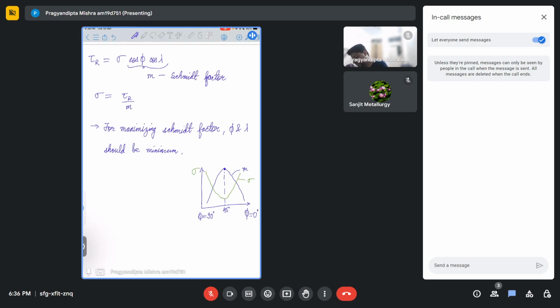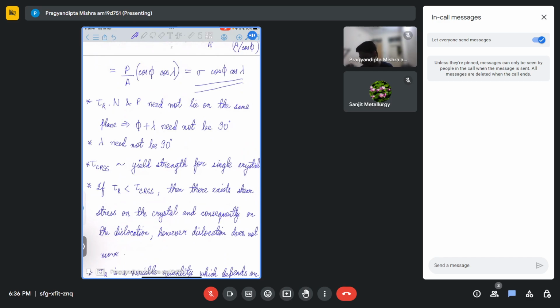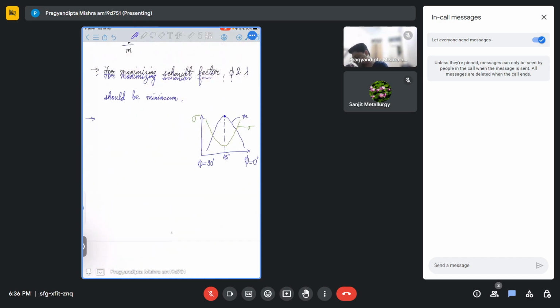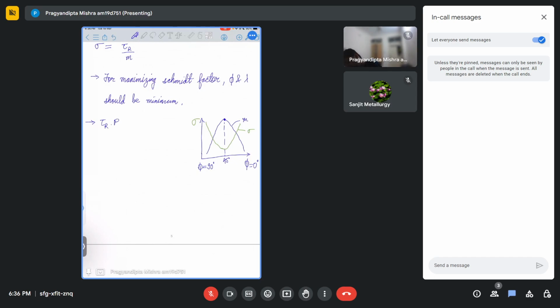So essentially, that condition that I talked about here, tau r dot n and p need not lie on the same plane, this condition gets fulfilled here. Essentially, you will have tau r dot n and p lying on the same plane. That is, phi plus lambda is equal to 90, or more importantly, phi and lambda are both 45 degrees. Okay, so that is a very, very unique case when phi and lambda are both 45. Not just phi plus lambda being 90, but phi and lambda are both 45.